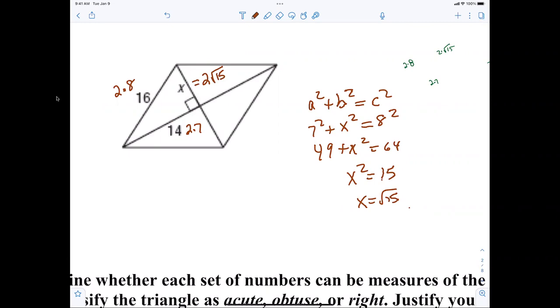Now you're looking at your own paper, finding your own mistakes. See where you made a mistake. Anybody have any questions with that? Anybody?